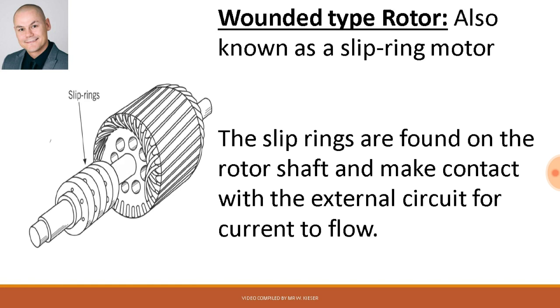The wound type rotor, also known as a slip ring motor, is used in applications such as universal motors, like portable hand drills. The slip rings on the end of the shaft are connected to external resistance, which allows for variable speed control. And these slip rings make contact with the external circuit to allow current to flow.